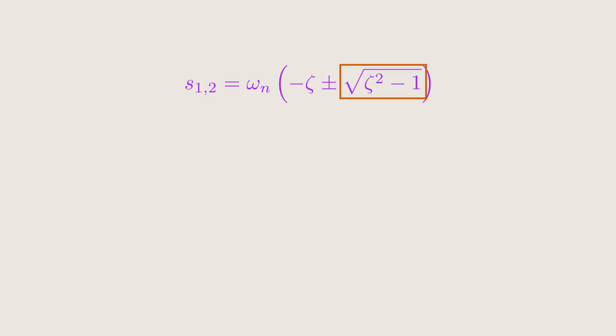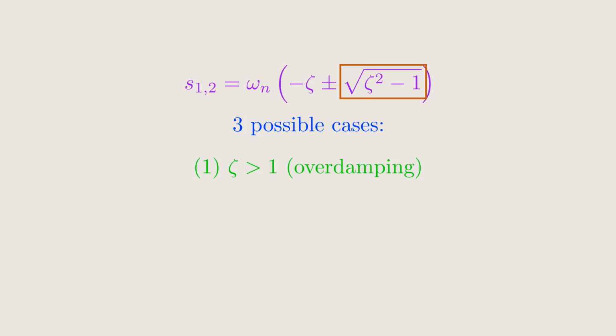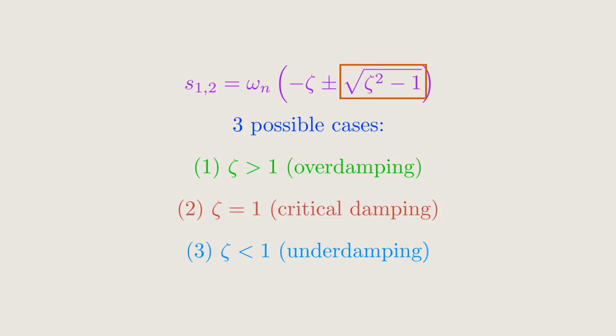Inside the square root, as you can see, 1 is subtracted from zeta squared. If zeta is greater than 1, the result of the square root is positive, so S has a real value, thus causing overdamping. If zeta is equal to 1, the square root is 0. S is still real valued, but this means critical damping. If zeta is less than 1, an imaginary number comes out of the square root, and this is underdamping.